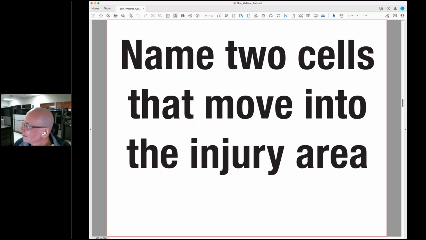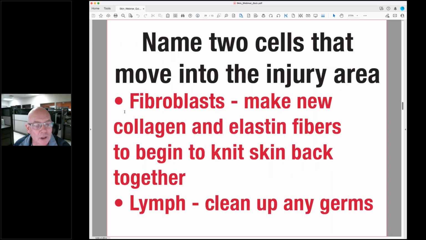So the two things that come into the injury area are fibroblasts, which make new collagen and elastin fibers, knitting back the skin, and lymph, basically to clean the area.